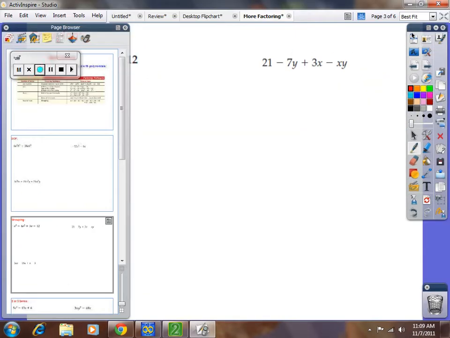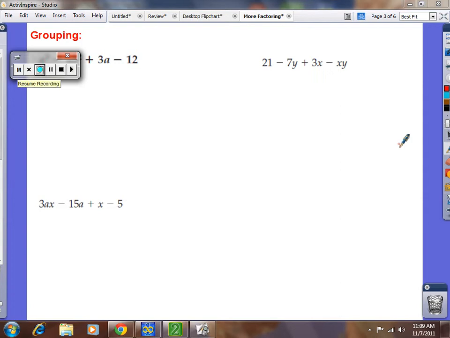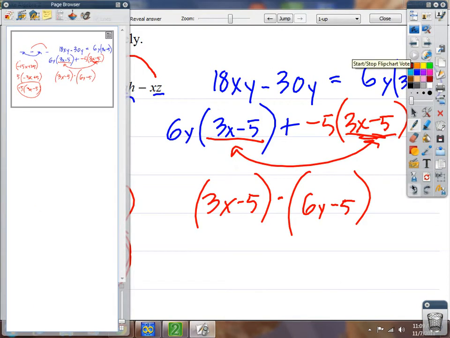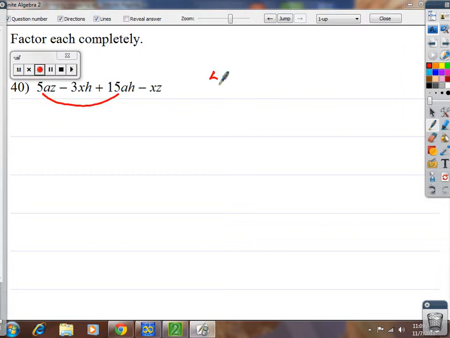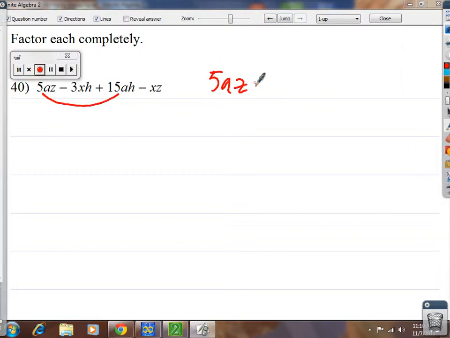Let's look at problem 40. Okay, problem 40. Which two do you want to pair up? Now look, we got how many letters? We got A's, Z's, X's, H. Now we got 4 letters. So which two do you want to pair up? 5AZ with what? So let's go 5 with the 15. So 5AZ. So now you got 4 letters. Plus 15AH. Okay, what can you factor out? What's the GCF? 5A. Pull out a 5A.